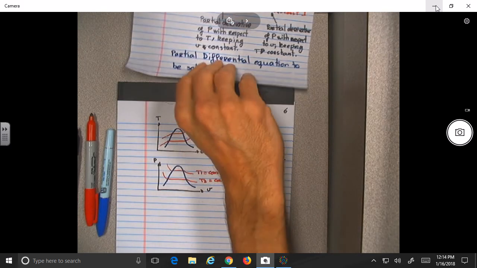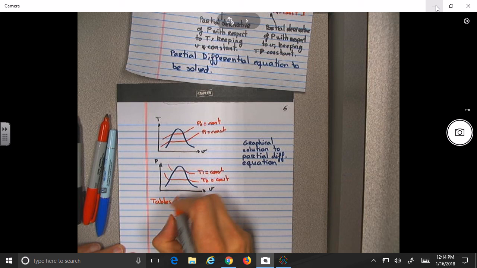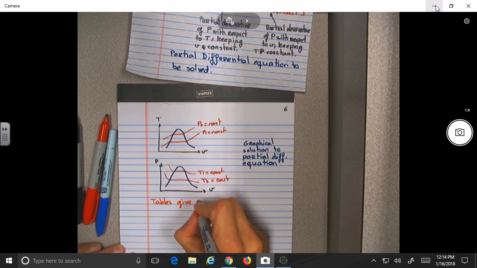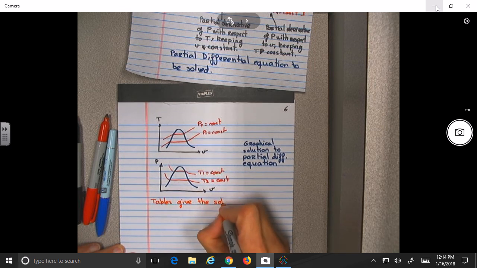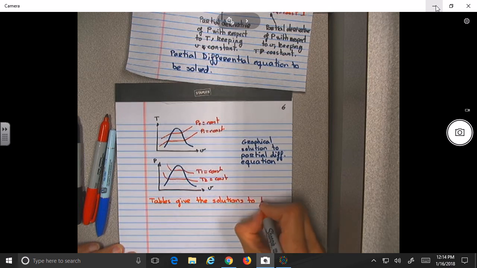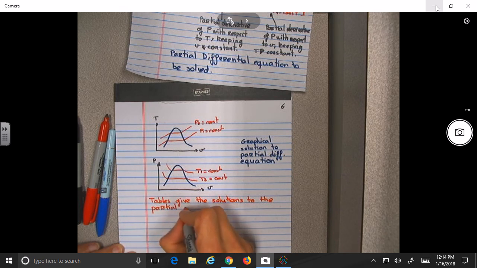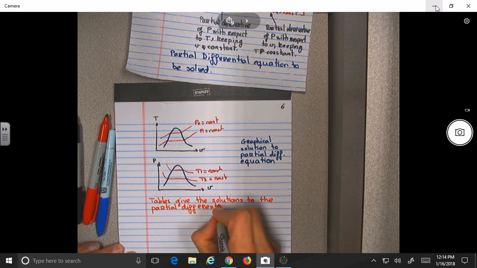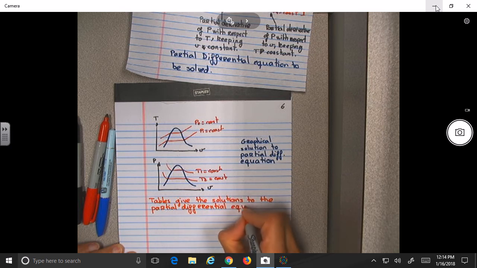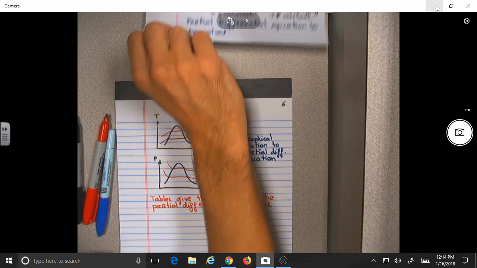So in other words, tables give the solutions to the partial differential equations.